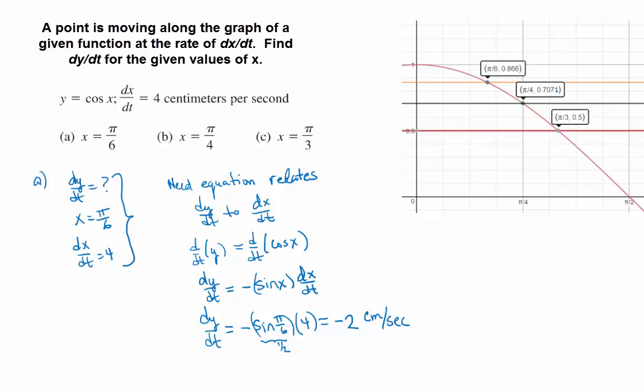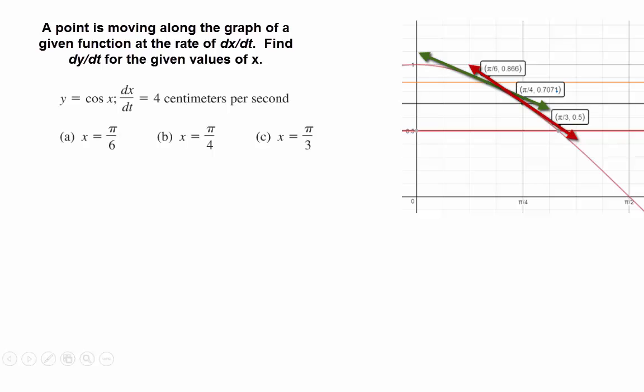Okay, so that's part A. How would you expect, in part B, we're going to find the same thing. We're going to find dy dt, but we're going to find it when x is pi over 4. And how do we expect the rate to compare? Steeper in the negative direction, that's right. So it's falling, it's going in the negative direction, and it's going faster in that direction. What values do we get in part B?